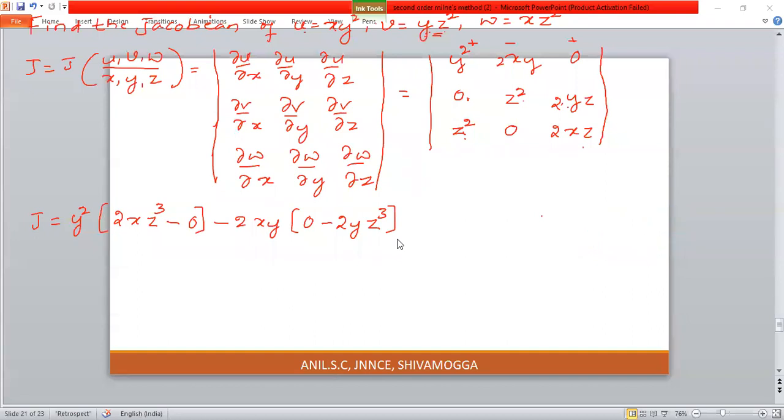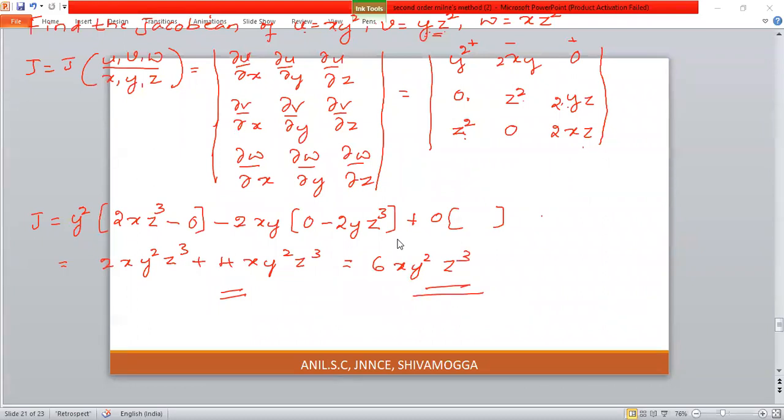What will be the next term? Plus 0 into anything is 0; you need not write it. This is equal to 2x y square z cube, minus into minus plus 4x y square z cube. Therefore, this is equal to 2 plus 4, 6x y square z cube. You make a note of this: six x y square z cube.